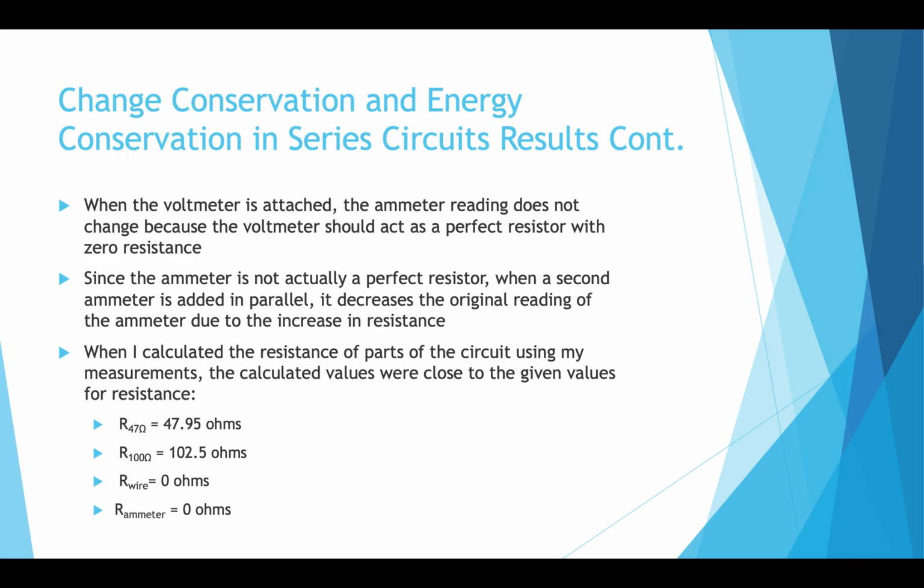When I calculated the resistance of parts of the circuit using my measurements, the calculated values were close to the given values for resistance. For the resistance of 47 ohms, I calculated 47.95 ohms. Of 100 ohms, it was 102.5 ohms. The wire resistance was 0 ohms, and the ammeter resistance was also 0 ohms.